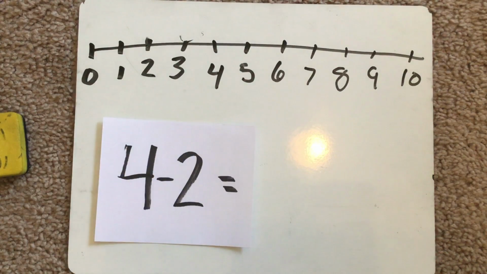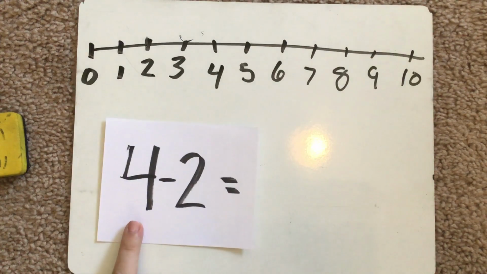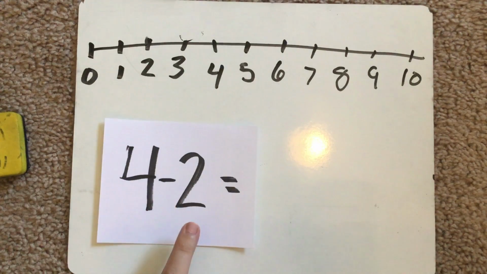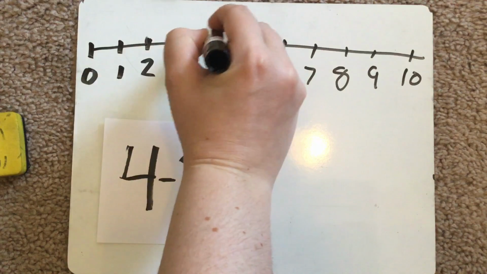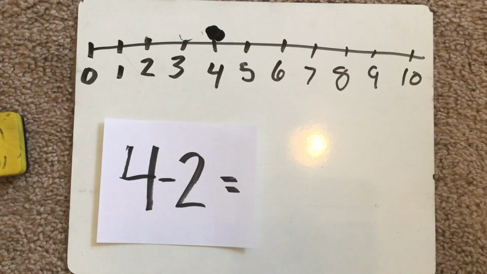Here's my problem. Can you read it to me? 4 minus 2 equals. So we're going to use our number line to solve this. So think about, where are we going to start on the number line? We'll start at 4. So I'm putting a dot at 4 to show me where I've started. And then the problem tells us that we're going to take away 2. 4 minus 2 means that we have 4 and we take away 2.